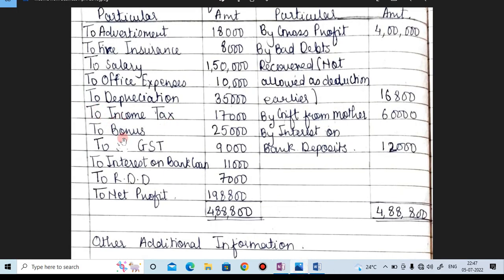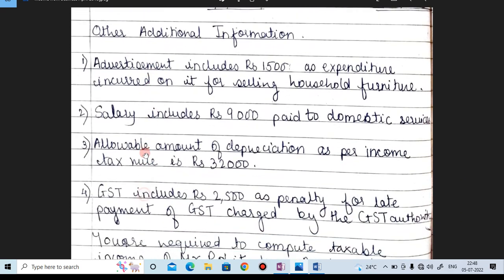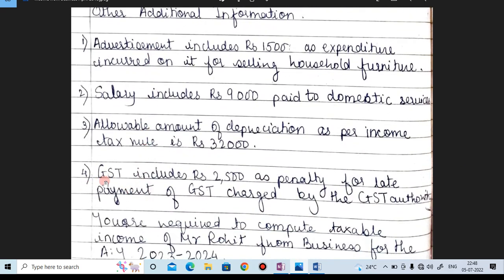After income tax, bonus 25,000. Now bonus is given to the employees in the business, so bonus 25,000 is related to the business. Next is GST 9,000. Now GST is also paid related to the business. Now on GST there is adjustment. What is the adjustment on GST?